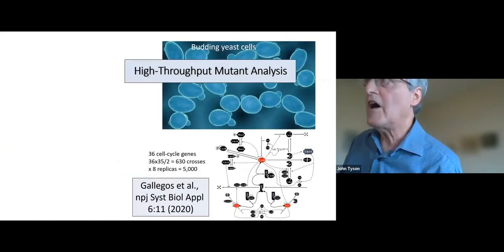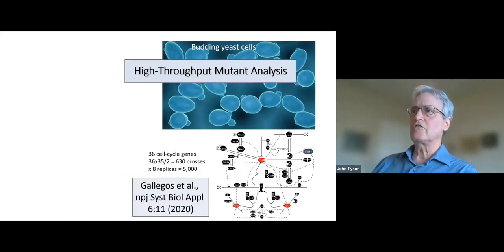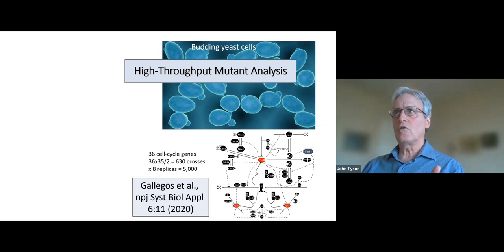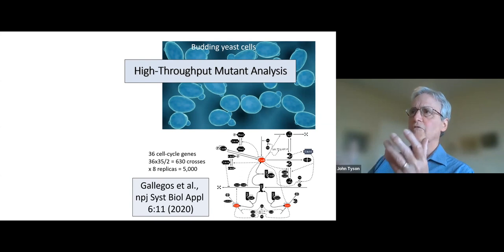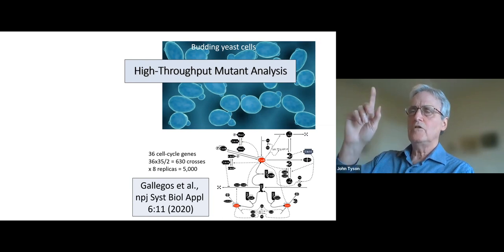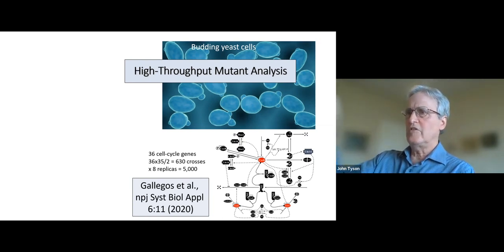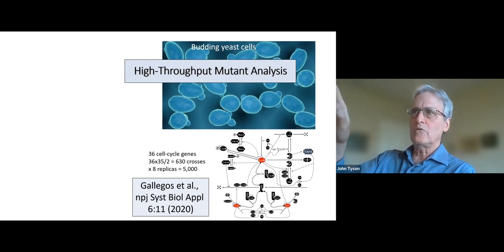My final example is high throughput mutant analysis in budding yeast cells. In this example, Gallegos et al. were trying to make crosses of cell cycle genes. They were looking at 36 different cell cycle genes, which had the property that you can put a mutation into any one of these genes, and it's not fatal to the yeast cells, okay? So these are called non-essential genes. The mutant is a viable mutant.